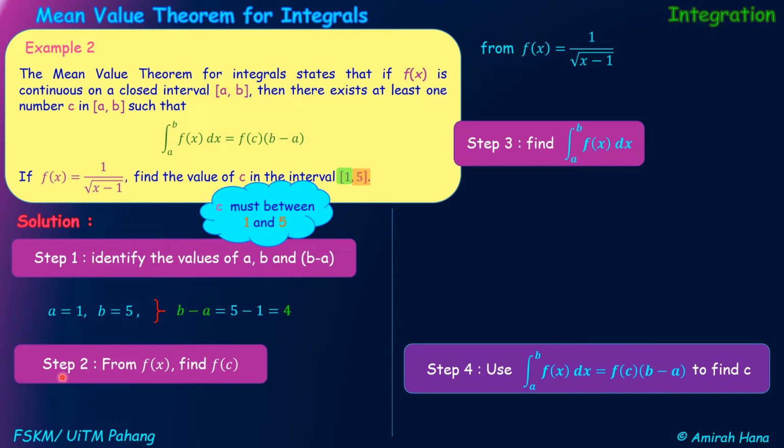After that, step 2, we need to find f(c) from f(x). f(x) here equals 1 over the square root of x minus 1. To find f(c), we just replace x by c here.